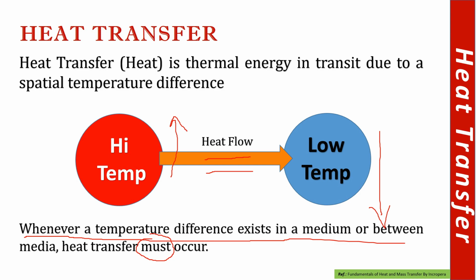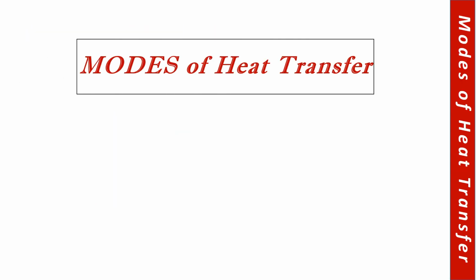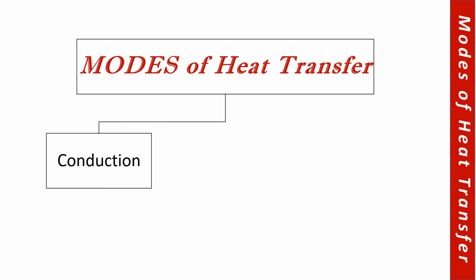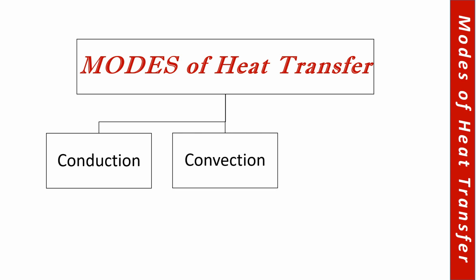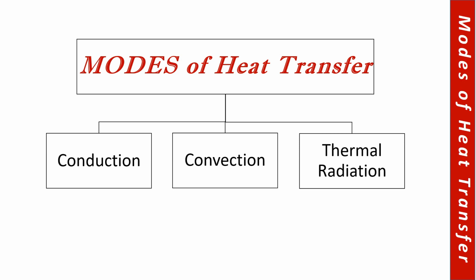Now how that heat flows from high temperature towards lower temperature is what we call the modes of heat transfer. There are different modes of heat transfer in which heat flows spontaneously from higher temperature towards lower temperature. Number one is conduction, number two is convection, and number three is thermal radiation. These are the three different modes of heat transfer through which heat flows from higher temperature towards lower temperature.